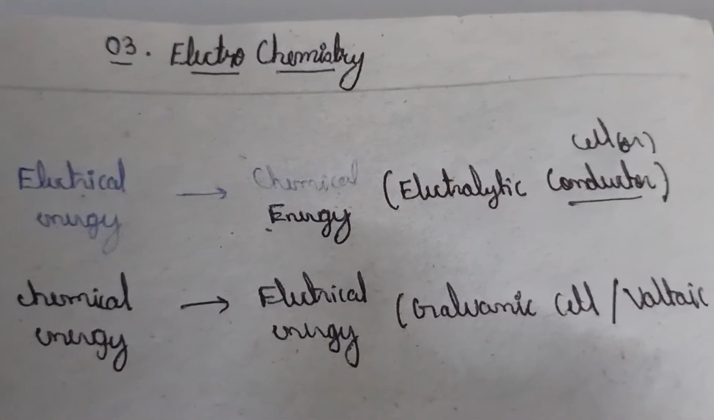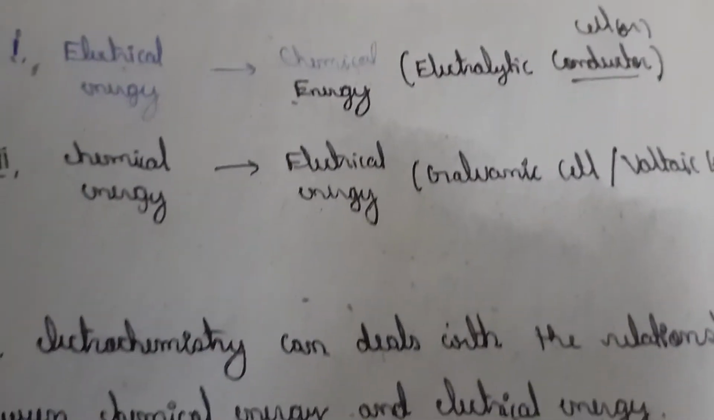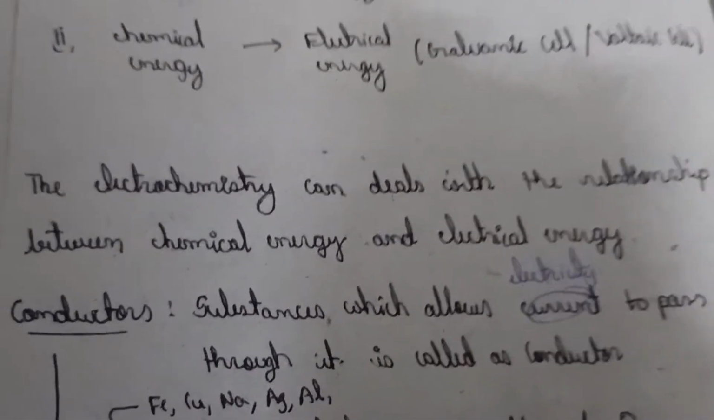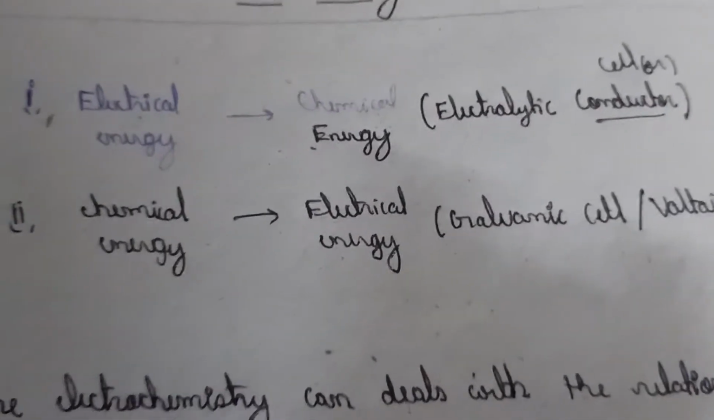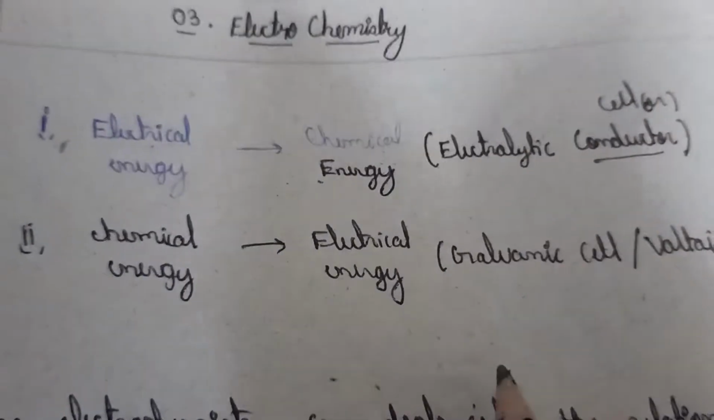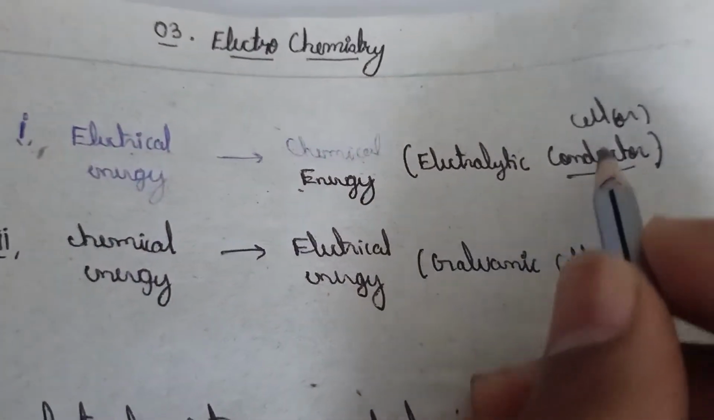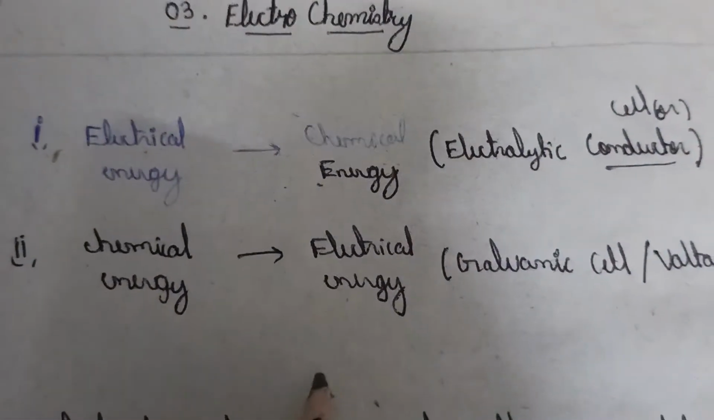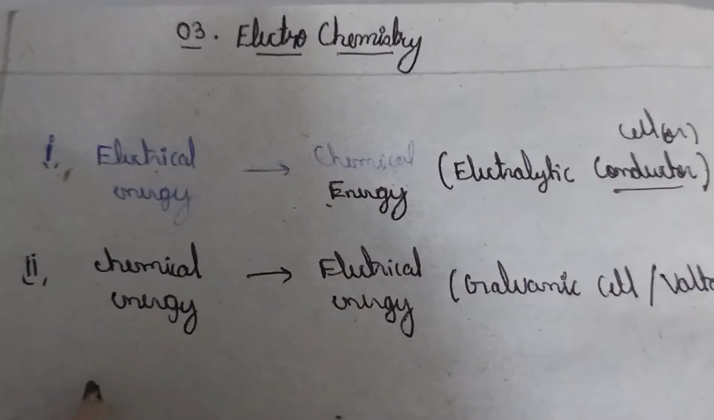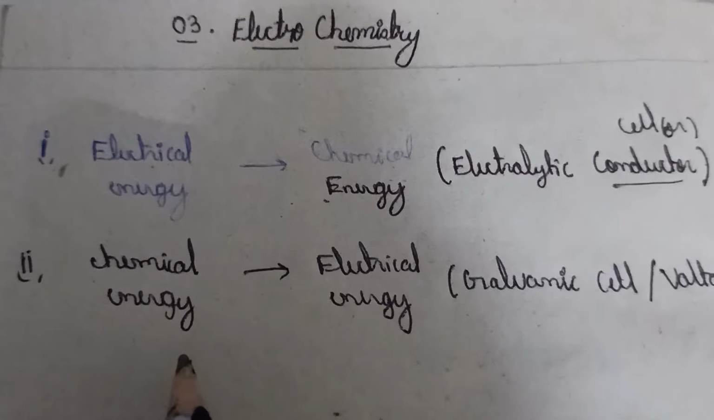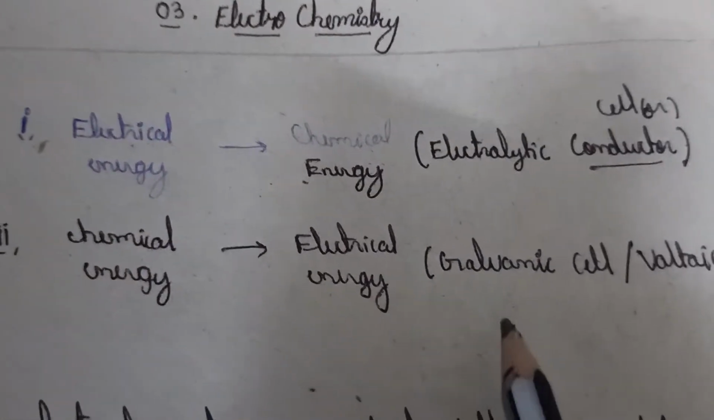I am going to tell you about electrochemistry. Electrochemistry is a part of chemistry that deals with the relationship between chemical energy and electrical energy. In one process, electrical energy is converted into chemical energy, an example being the electrolytic cell, and in the second process, chemical energy is converted into electrical energy. An example is the galvanic cell or voltaic cell.